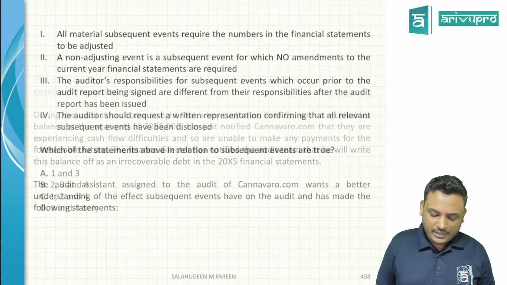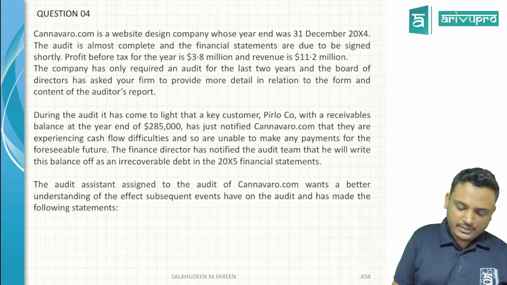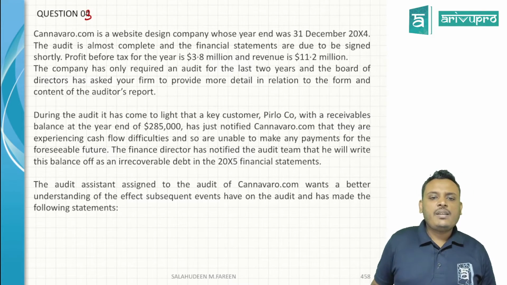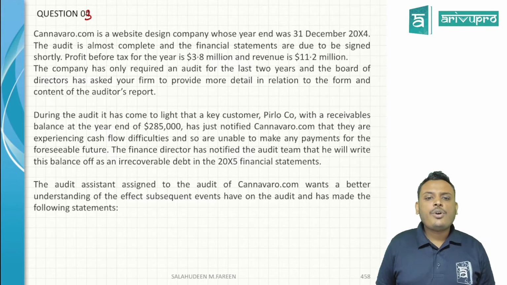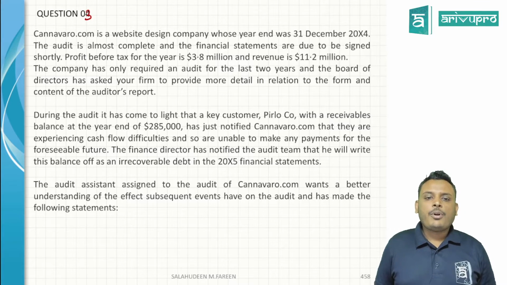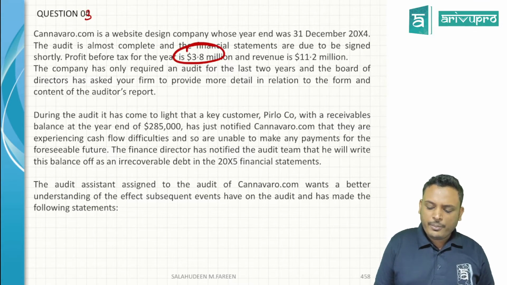Question number 3. Read this question. C is a website design company whose year end was 31st December 2004. The audit is almost complete and the financial statements are due to be signed shortly. Profit before tax is 3.8 million. Revenue is 11.2 million. You might have a doubt: why did they give this information?